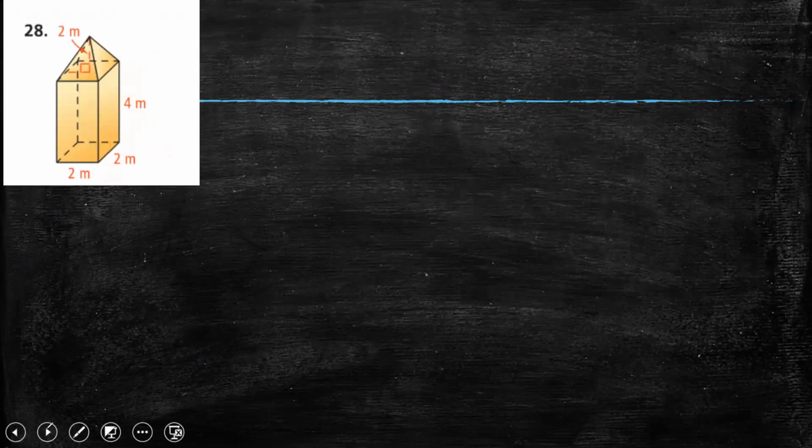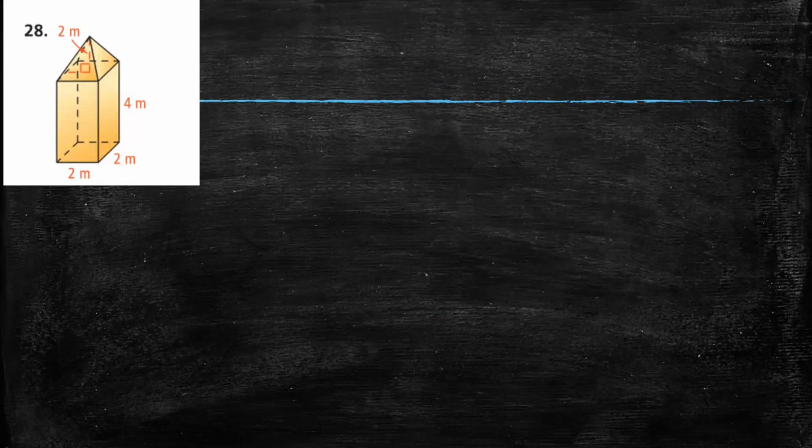Okay, I will tell you about it later. Let's solve now number 28. Look at 28 here. In 28 here, what did you see? We see a prism, or a rectangular prism, and up of the rectangular prism, what did you see?